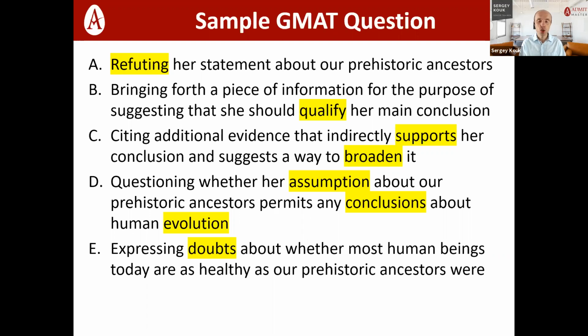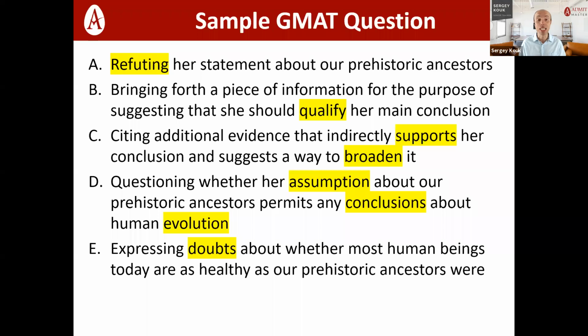Well, that's interesting because here specifically, we're talking about the word assumption, and then we talk about the word conclusion, about the evolution. Well, first of all, she didn't really particularly make any assumptions. She said things specifically about people that lived before. Secondly, even if we didn't pick that part up, she wasn't particularly talking about the human evolution. She was just saying that people in the past had this sort of a diet, and that's why this diet is healthy. Right? So there wasn't really any conclusion about the evolution itself, and that's why D is not correct.